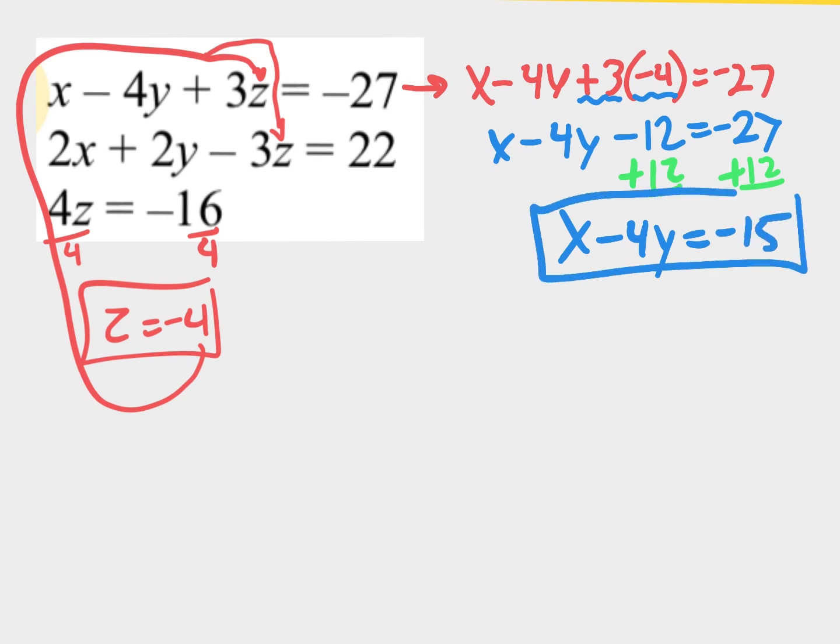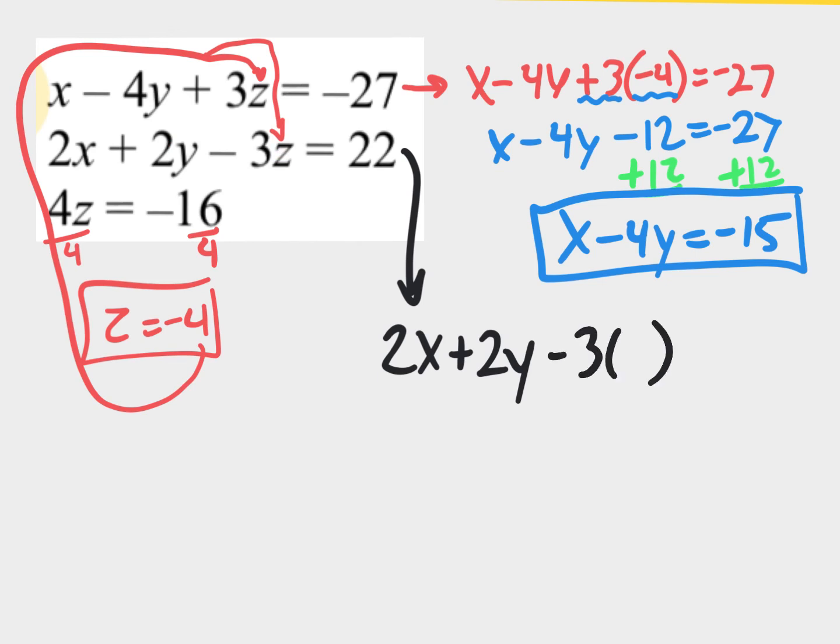And you could call this your new equation 1 that has two variables. And we got this new equation by taking the negative 4, plugging it in up here, rewriting it, and making it look nicer. We're going to do the same for the middle equation. We're taking the z value of negative 4, we're plugging it in right here, and we're going to end up with 2x plus 2y. Again, I'm just rewriting it. But instead of minus 3z, I want to put minus 3 times z equals 22. And I am plugging in the negative 4 right in there. Does that make sense?